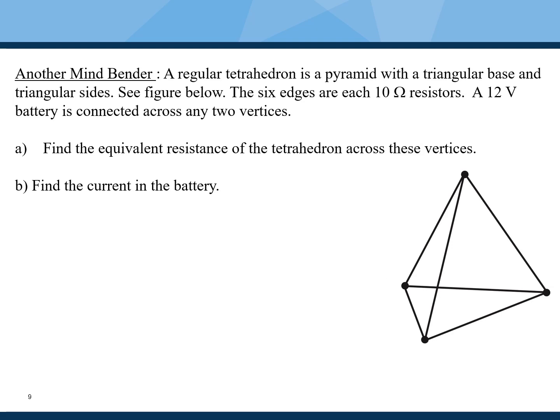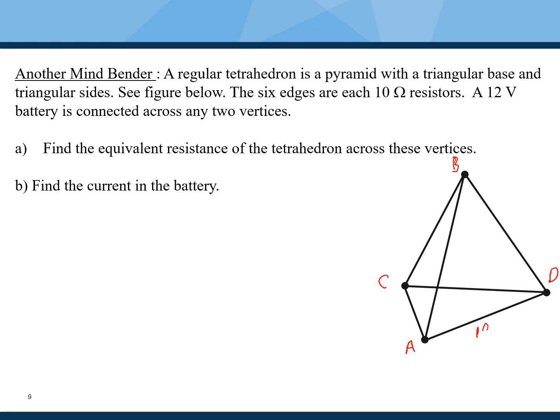Here's another little Quizler for you. It basically tells you that you have a tetrahedron. There are 1, 2, 3, 4, 5, 6 sides to this tetrahedron and 4 vertices. Let's label the vertices A, B, C, and D. And we're told that each of these sides of the tetrahedron has 10 ohm resistance.